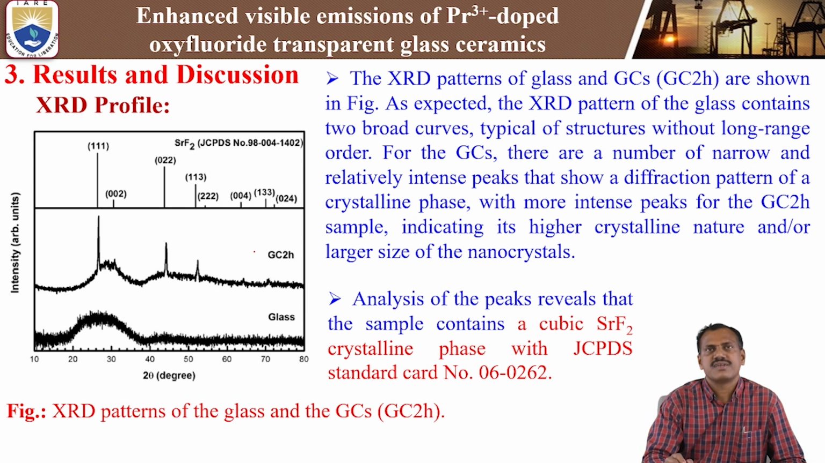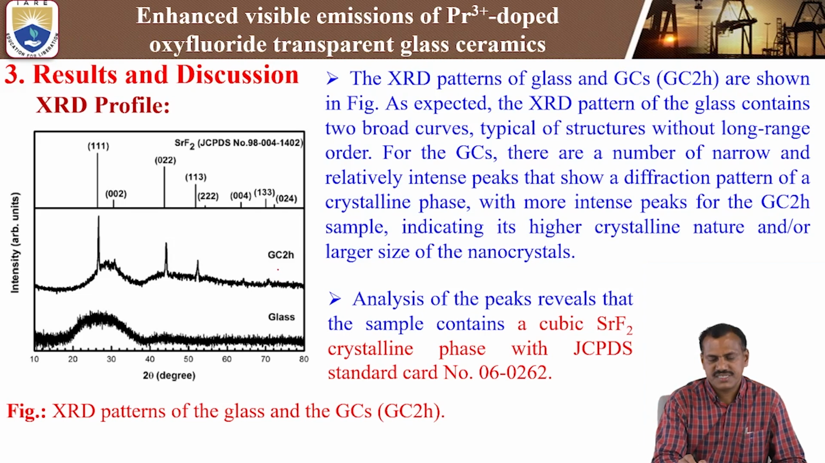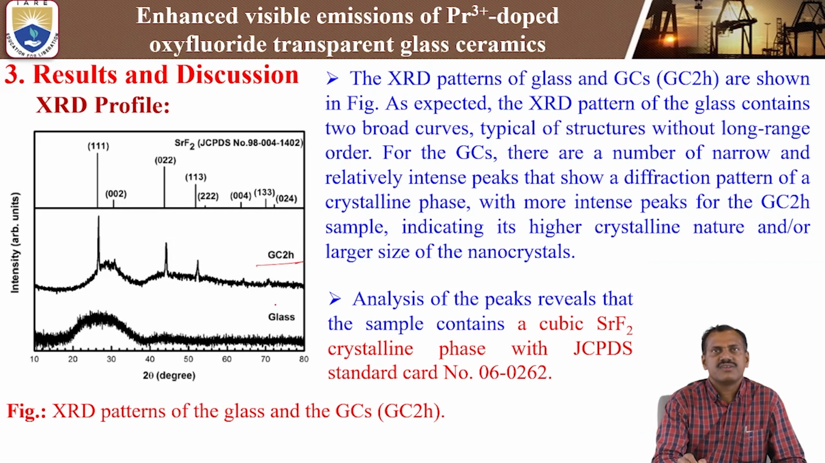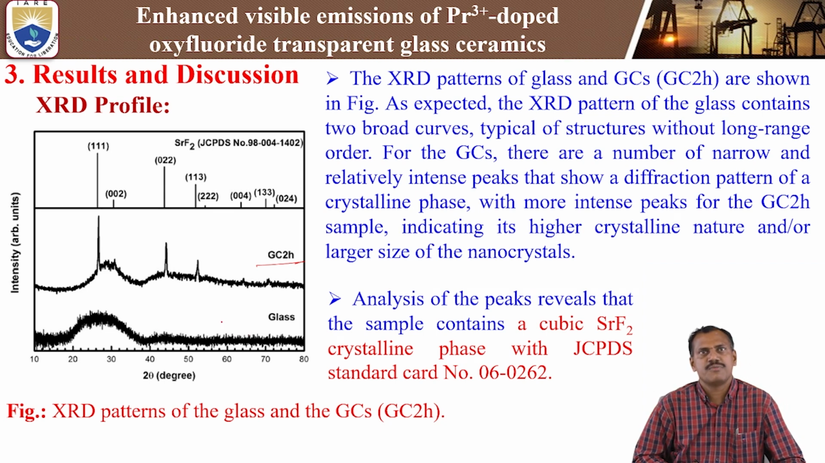See here in particular glass ceramic, we have used the crystallization temperature of 650 degrees centigrade, for a duration of 2 hours. That converted the glass to glass ceramic. This is the glass nature, completely amorphous. We cannot observe any sharp peaks, only a completely broad peak. That is why this shows the amorphous nature.